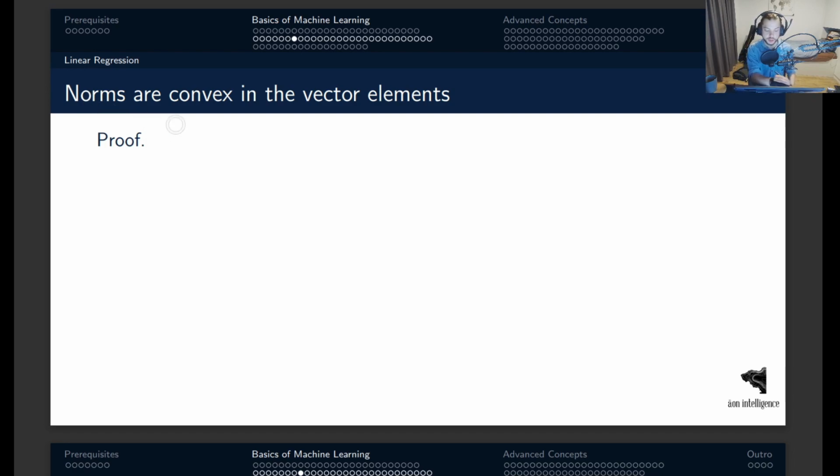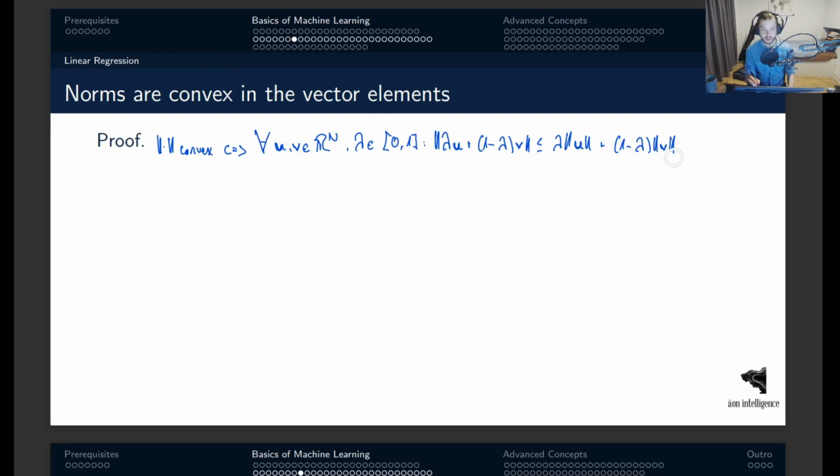So what we want to show is that norms are convex in the vector elements. And for this, we need the following. This is the definition of convexity for a function. Our vector norm is convex if and only if for every vector combination u, v in our vector space R^n and every scalar lambda within the unit interval, we have the following. The magnitude of this vector, lambda times u plus 1 minus lambda times v, should always be smaller or equal to lambda times the magnitude of u plus 1 minus lambda times the magnitude of v. And in a moment we will see that we can easily arrive at this conclusion using the vector norm properties.